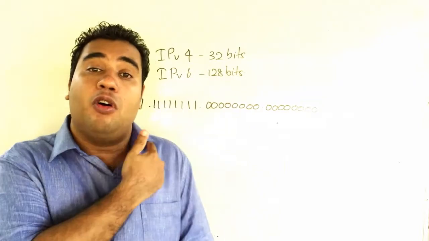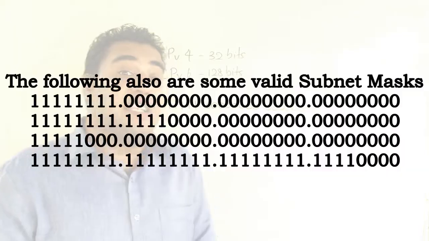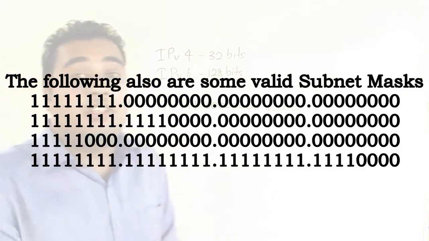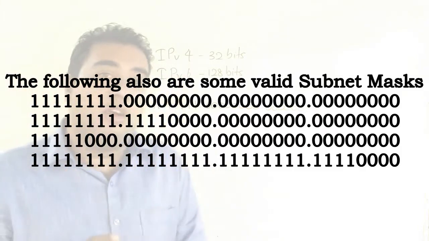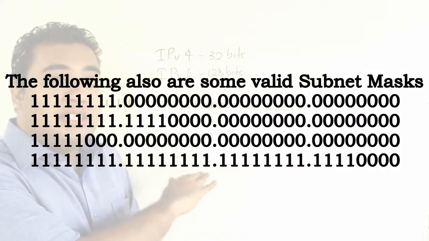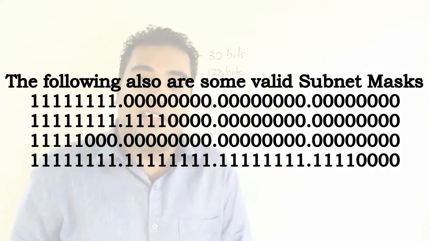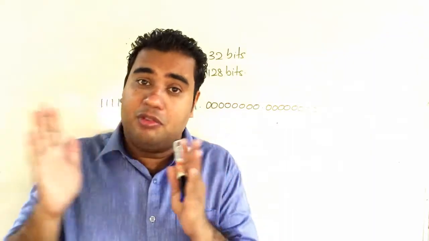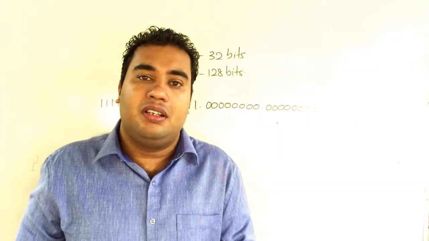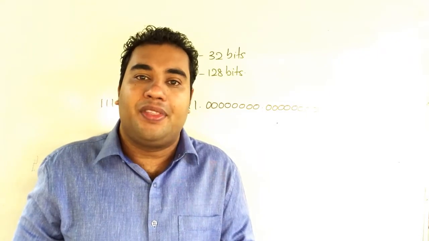It should take the form of this. I didn't mean that the number of ones and zeros should be exactly this number, but it should take the form of this. There should be continuous ones and continuous zeros after that. So this is used to identify the network portion and the host portion. So how do we do that?